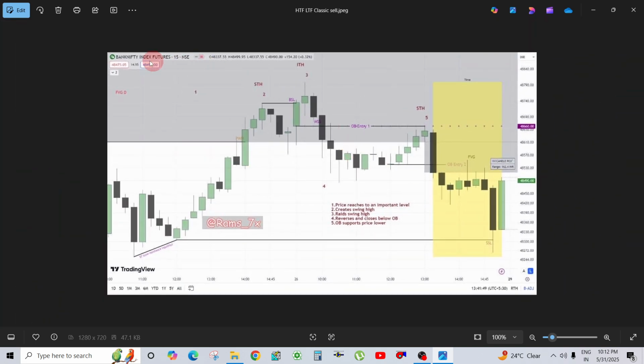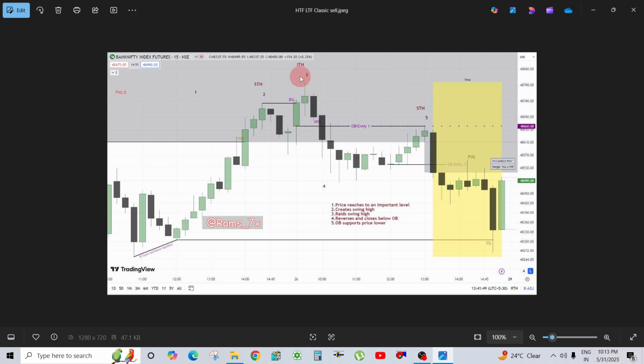So as I told earlier, before taking any trades, we need to mark the HTF key level or HTF fair value gap on the charts. In this example, we have a bearish daily fair value gap. So this is our first point. We need to wait for the price to reach this level. First one, price reaches an important level. Second one, the moment it made a low, this high becomes the swing high and price rides the swing high. This is the third point.